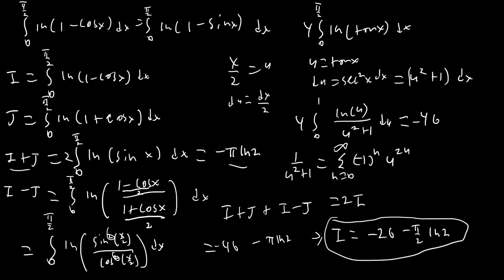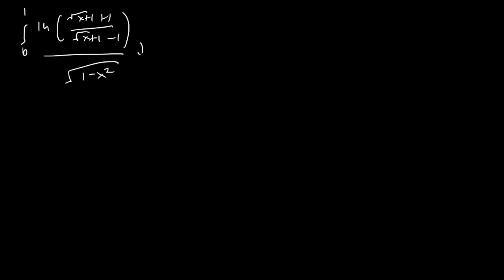Right, let's go ahead and solve our integral. So the first step here is going to be to simplify the natural log a little bit. So we have the integral from 0 to 1 of natural log of square root x plus 1 over square root x plus 1 minus 1, all over square root 1 minus x squared dx.